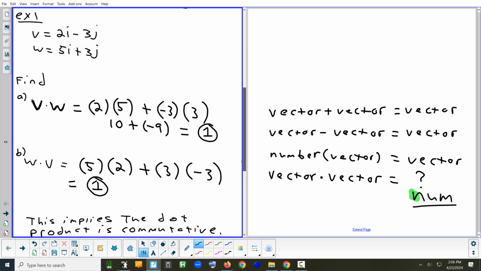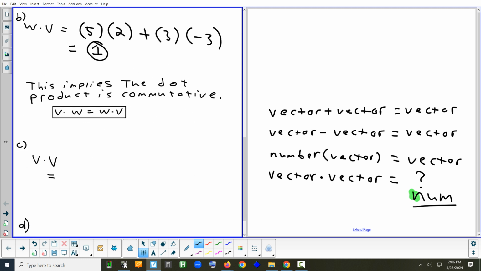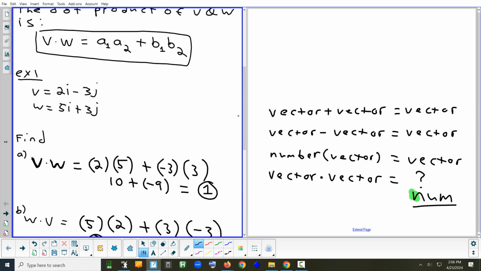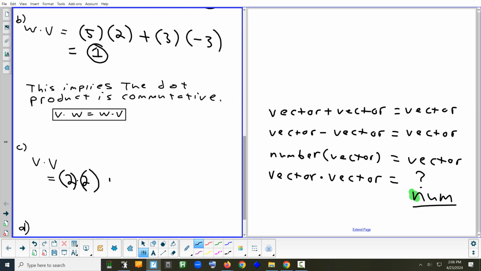Oh, wait, never mind. Hold on. 2 times 2. And -3 times -3. You're just pretending like it's two vectors, but the numbers are exactly the same. Yep. And what would you get when you simplify that? 13. Yep, that's the dot product.